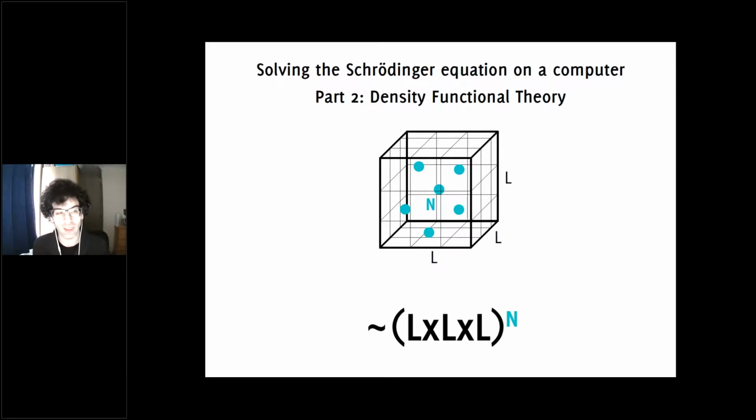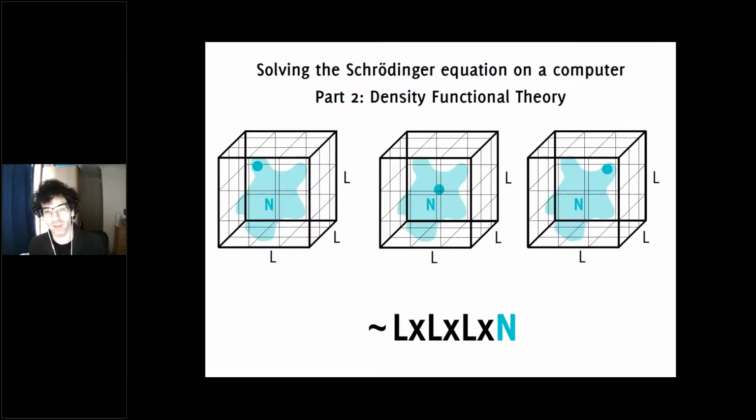And so how do we deal with that? Well, one of the most common and most popular approximations is called density functional theory. And this is an approximation that allows us to rewrite the Schrödinger equation, sacrificing some precision for the sake of moving from that size of the problem to this size of the problem, where you actually have L times L times L times n numbers that you need to describe the wave function of the electron, which is the solution of the equation.